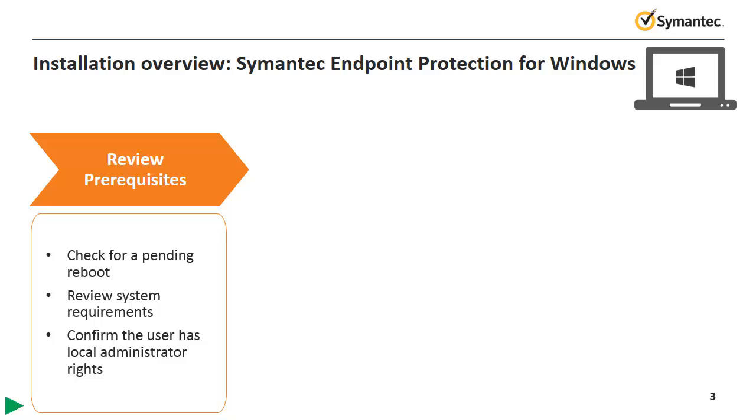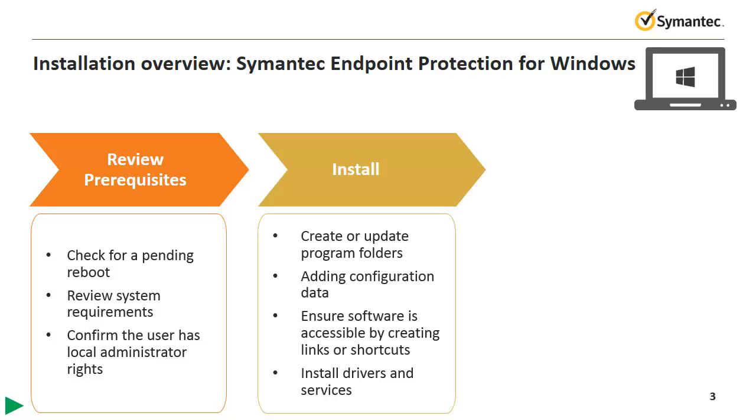It also reviews system requirements and makes sure that it has access to services like the Windows Installer. Finally, it verifies that the user has local administrator rights so that it can run the installation on the system. After the system checks prerequisites, the install phase begins.